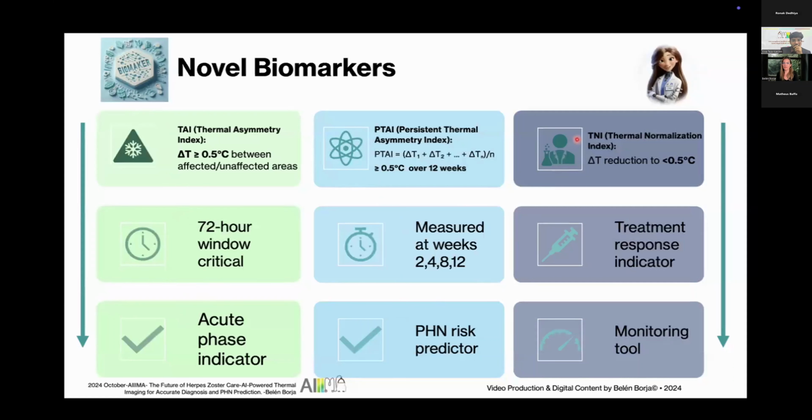And finally, the TNI, the Thermal Normalization Index. When that temperature difference drops below 0.5 degrees Celsius, it's a clear signal that the treatment is working and your patient is on the road to recovery. These 3 thermal titans, backed by the power of AI, form the foundation of our Thermo-Z assessment protocol. By harnessing the power of this thermal trio, we hold the keys to unlocking a new era in thermal medicine, my fellow clinicians and scientists.